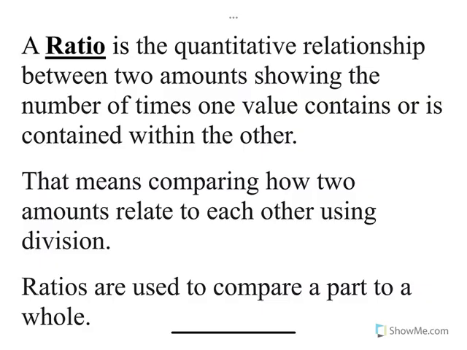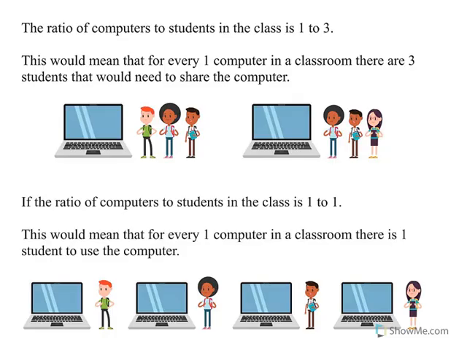Let's look at a few examples. The ratio of computers to students in the class is 1 to 3. This would mean that for every one computer in a classroom, there are 3 students that would need to share the computer. Here, the ratio of computers to students in the class is 1 to 1. This would mean that for every one computer in a classroom, there is 1 student to use the computer.